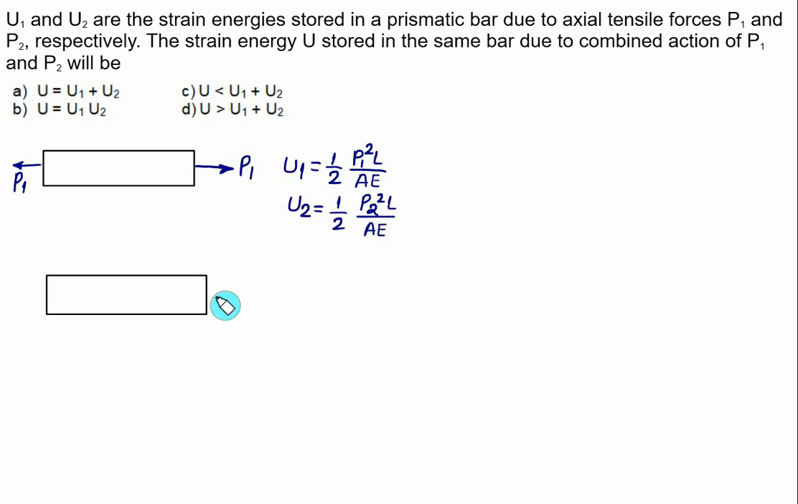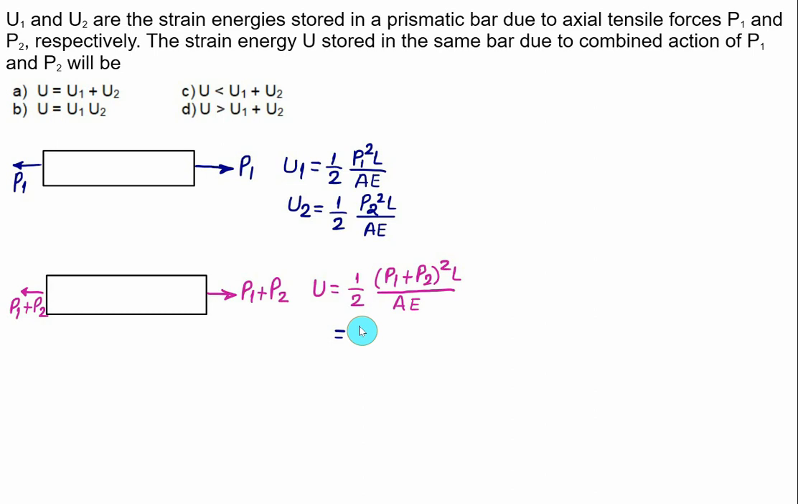Now for the same bar, if you apply the combined load, that is the sum of P1 plus P2, the total load is P1 plus P2. For equilibrium you have to write again P1 plus P2. This time the strain energy stored will be U equal to 1 by 2 into the square of P1 plus P2 multiplied by L divided by AE. And we'll rewrite this term in a standard form, in terms of the sum of U1 plus U2.